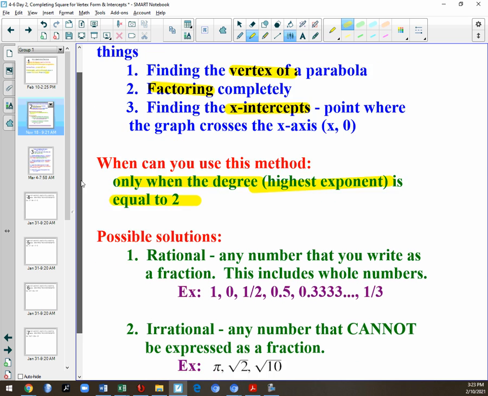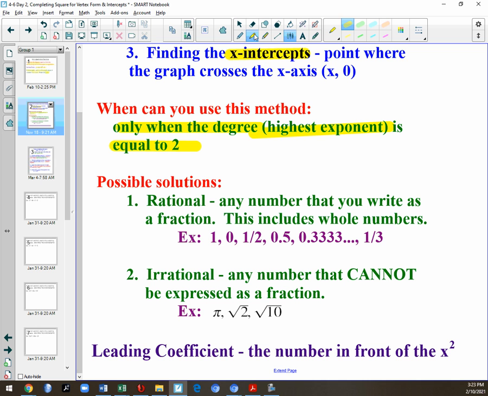The types of answers that you are going to get are rational answers, answers that make sense to you, like 1, 0, 1/2, or 0.5, and then irrational numbers that are not going to make sense to you, which are the square root numbers, square root of 2, square root of 10. Okay? Now, what your brain needs to always remember whenever you're completing the square is that the leading coefficient, which is the number in front of the x squared, must always be 1.